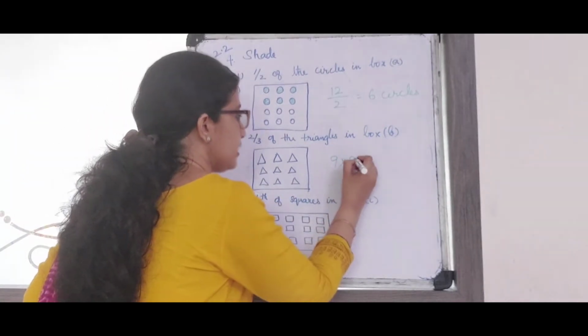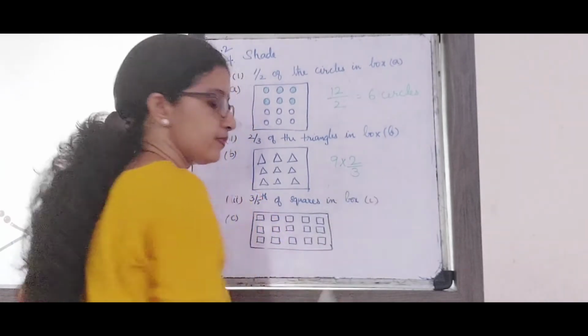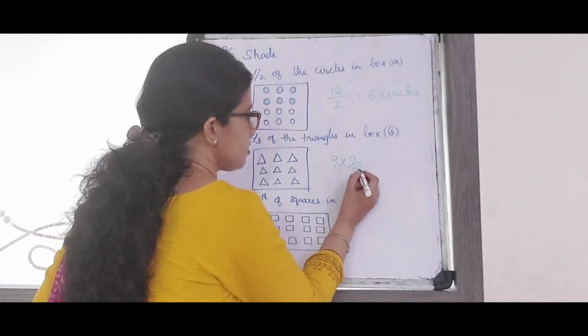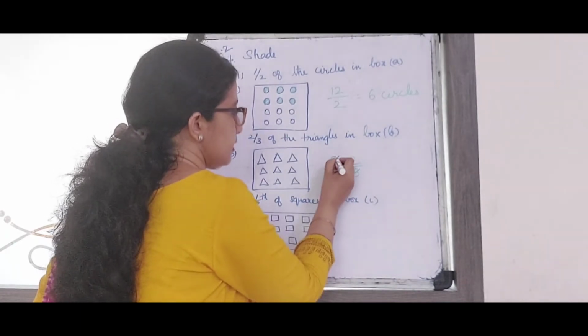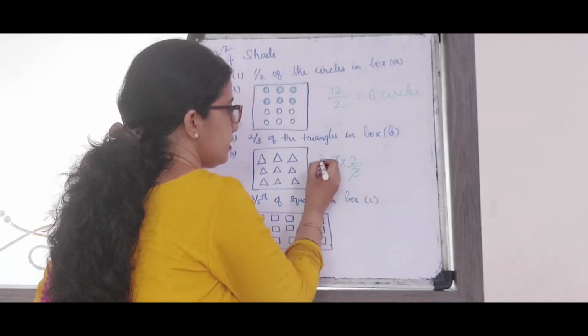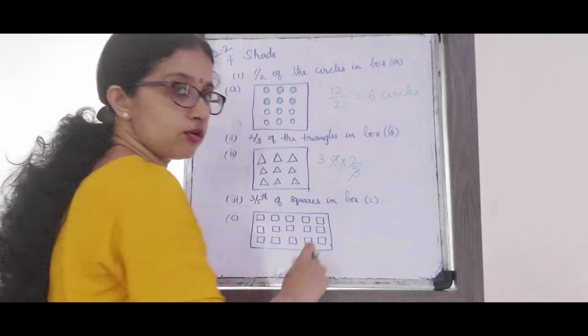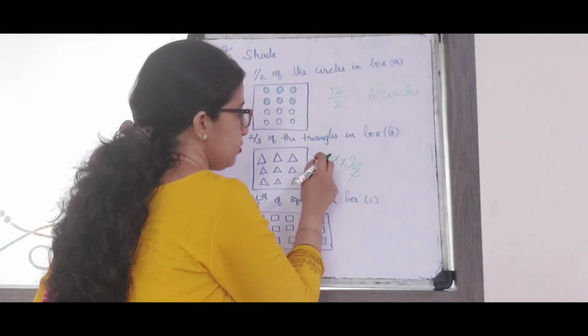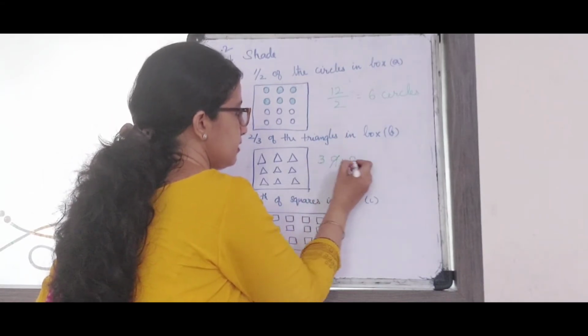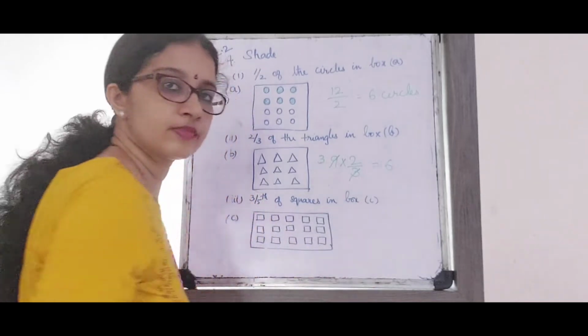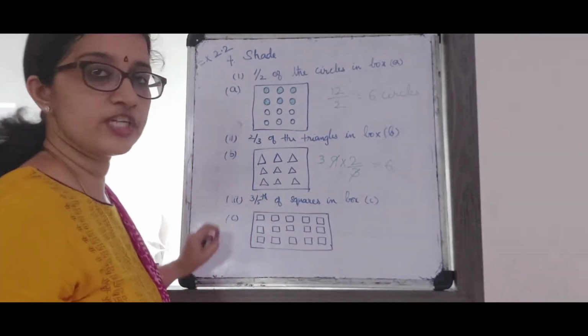So if you do 9 into 2 by 3, what will you get? This 2 you can keep. 3 and 9 you will get 3. 3 3s are 9, right? So if you cancel this 3 and this 9, you can write 3 here and 3 into 2 equal to 6. 6 triangles you have to shade.